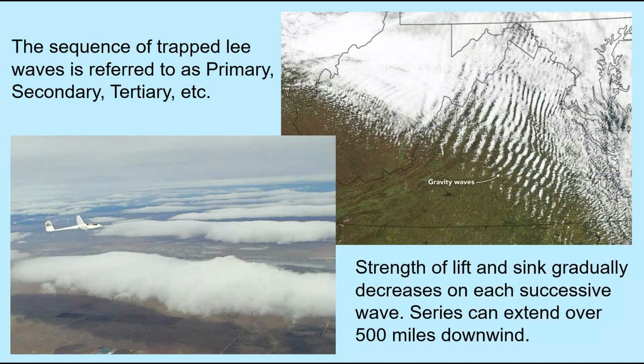So here's an image of what trapped lee wave might look like to a glider pilot, just little ripples and lots of them. So here's a satellite image of the state of West Virginia and Virginia. And here you can see multiple trapped lee waves in succession, extending all the way across the state.